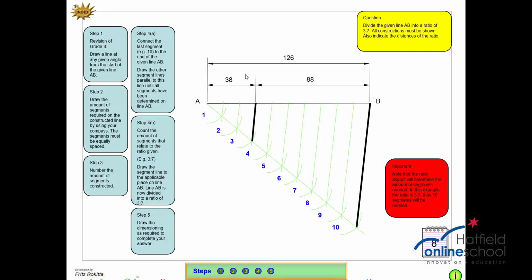The ratio of 3:7 is the ratio equals 38 millimeters for the first 3 segments and then 88 millimeters for the last 7 segments. And that is how we will make use of constructions to determine the ratio of a line where we have a given line provided at a certain distance and we want to divide that line into a specific ratio.